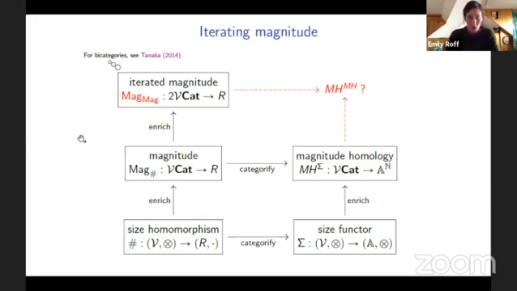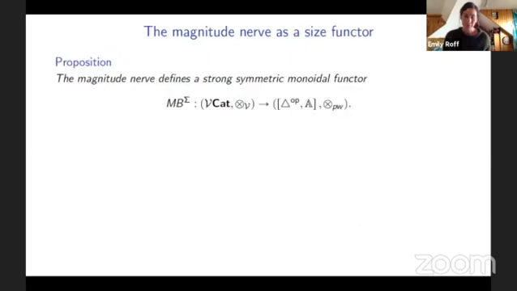And since in the top left we have magnitude with respect to magnitude, a reasonable first guess would be that in the top right we should have magnitude homology with respect to the size functor magnitude homology. But for that to make sense, magnitude homology would have to be strong symmetric monoidal, and in general it's not. So we have to do something slightly different.